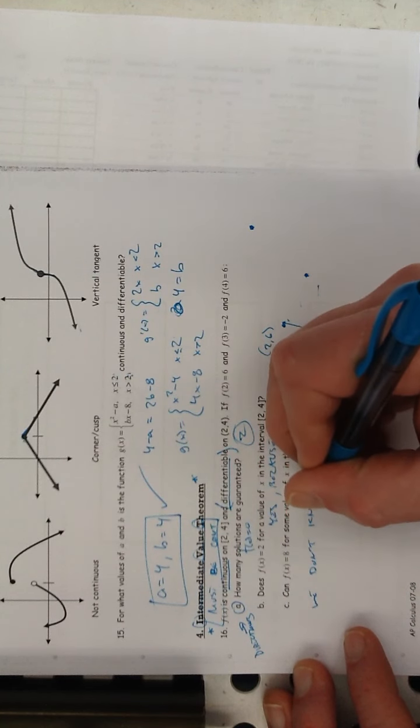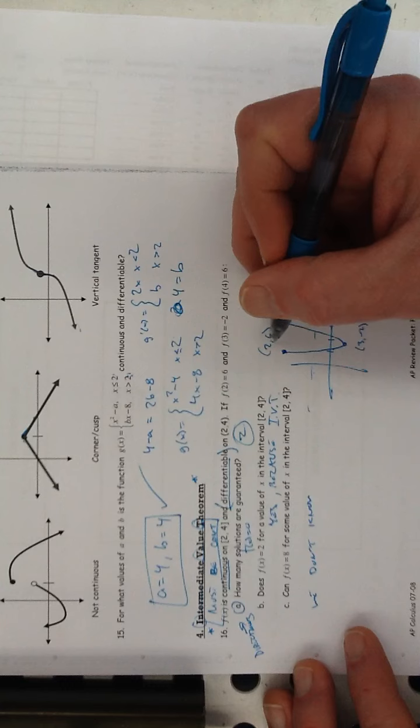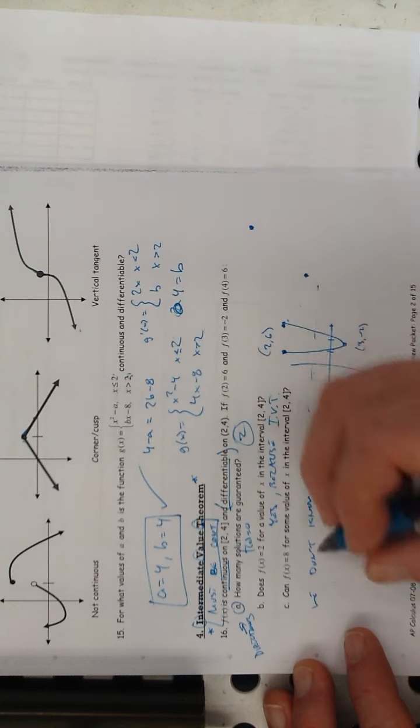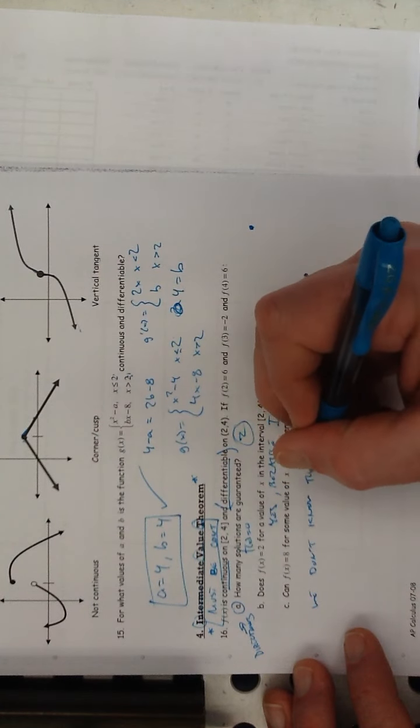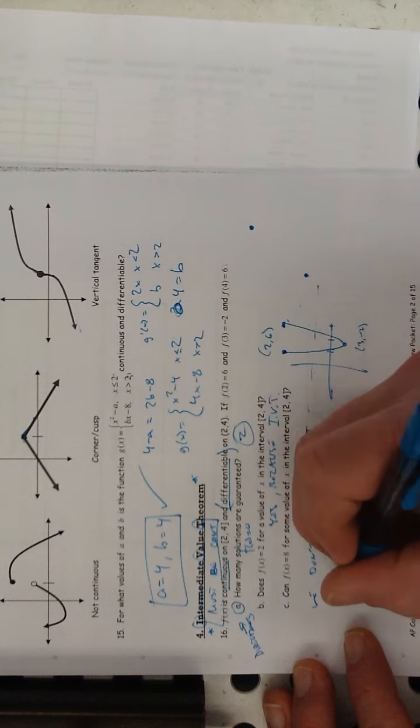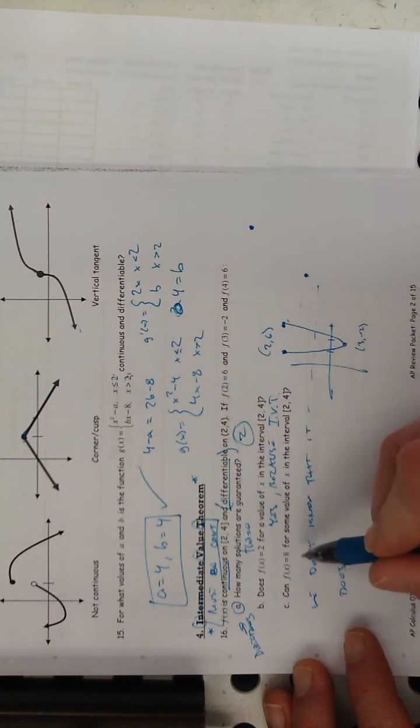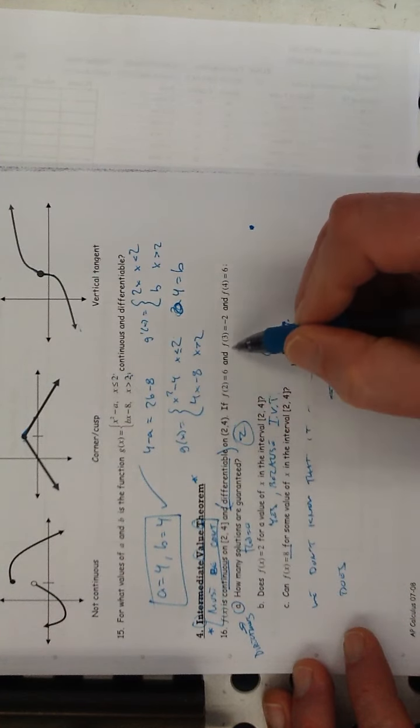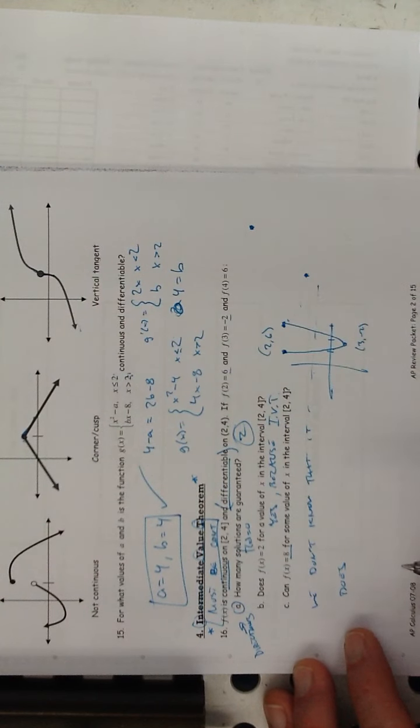There's no guarantee. I mean, the function could turn up and then come down and then go back up. It's possible. We don't know that it does, because 8 is not in between the y values there.